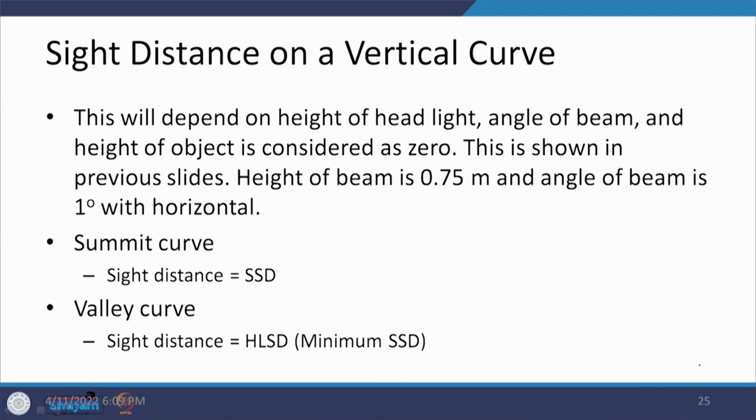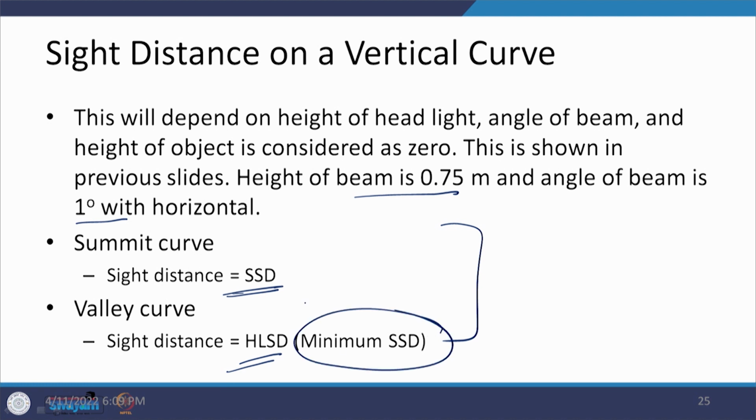So, it talks about the various heights, the height of beam as 0.75 meter, the angle as 1 degree, and therefore, in the case of summit curve it is equal to SSD, in the case of valley curve it is equal to HLSD with the minimum value of SSD, and all of these things we are going to take further when we will talk about the alignment in our further interactions.